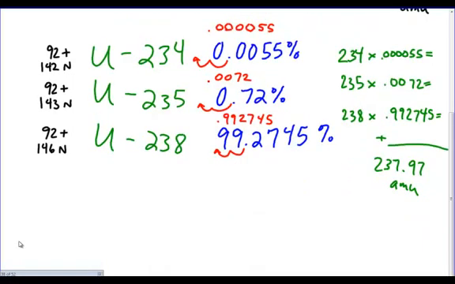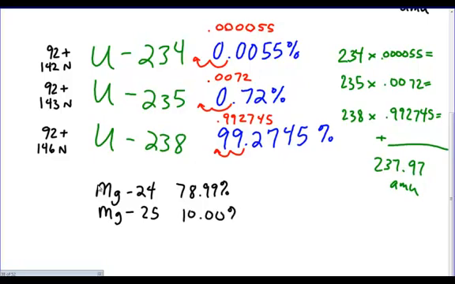Okay, two more practice problems for when you're at home. One is magnesium. Magnesium has three isotopes. So try this at home, and I'm going to check your answers in class. Try this. Magnesium 24 at 78.99%. Magnesium 25 at 10%. And magnesium 26 at 11.01%.